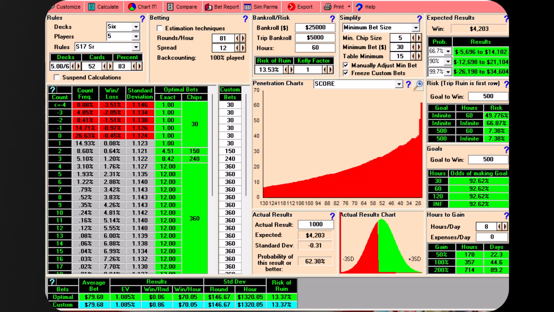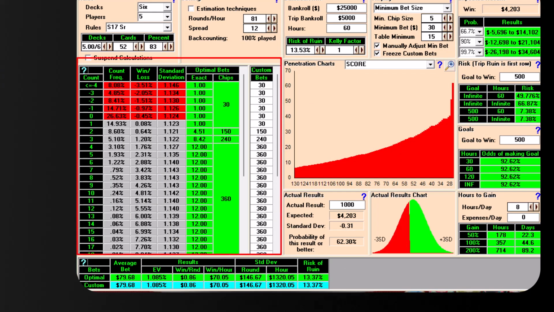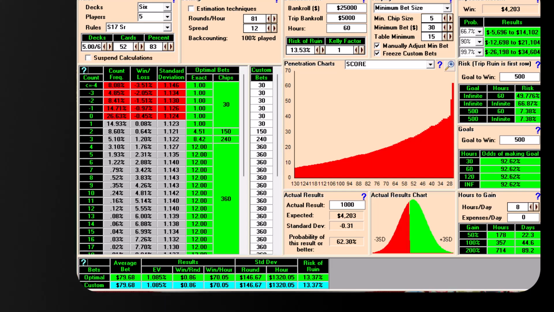All right, next is a chart, the actual results chart. Now we'll move on to the two tables. Next, we have the count table, a very important table. And even more important is our bottom line table. Let's go back now and work our way through the boxes and tables, starting with the rules box.